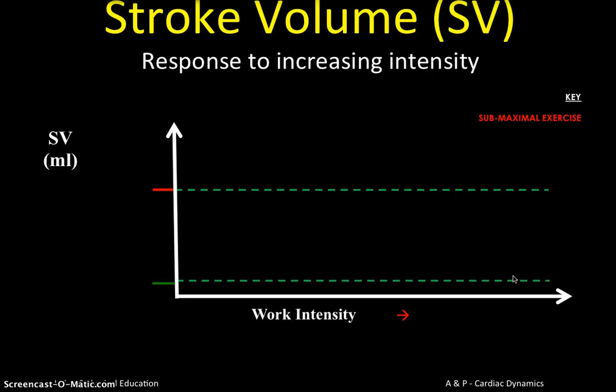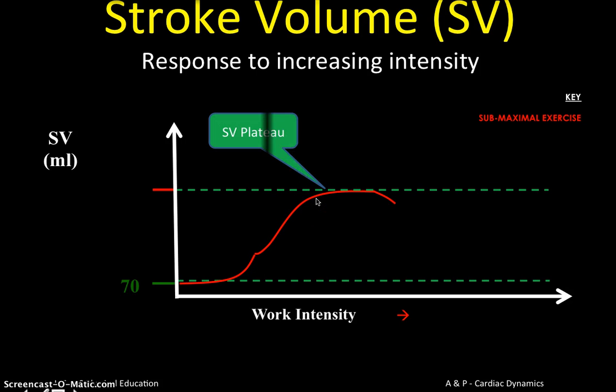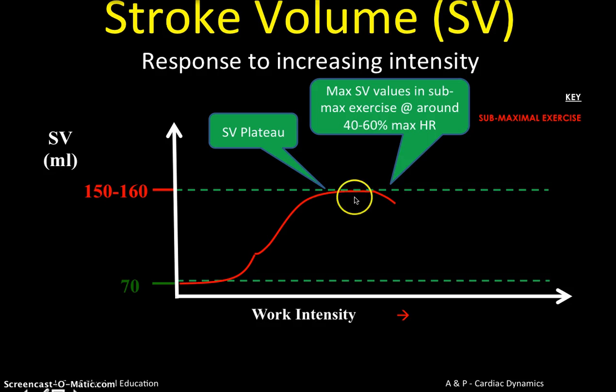So here's our graph, stroke volume in milliliters. Resting levels are about 70 milliliters. We've got our anticipatory rise, so it increases. We've got a more dramatic increase. And then we've got this plateauing, this leveling off, where we've reached our maximum stroke volume value. And this typically happens at about 40 to 60% of our max heart rate. So our heart rate can still go on beyond this level of intensity, but our stroke volume is limited there. And then of course as exercise goes on, sometimes it can decrease in its value.